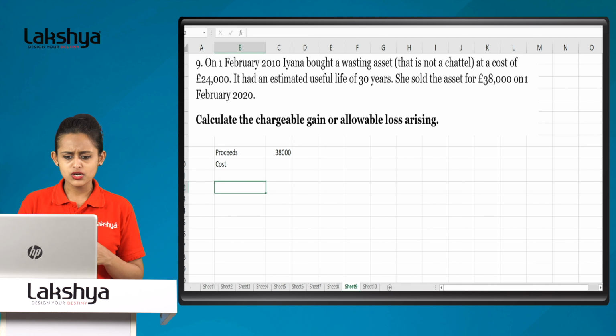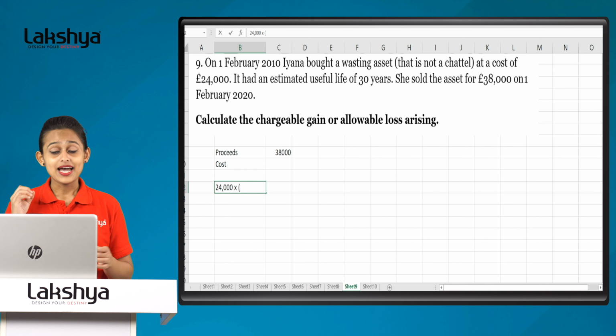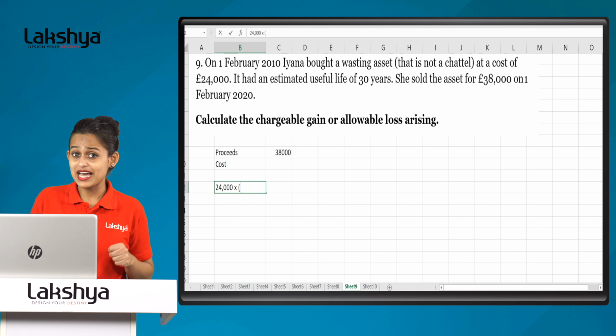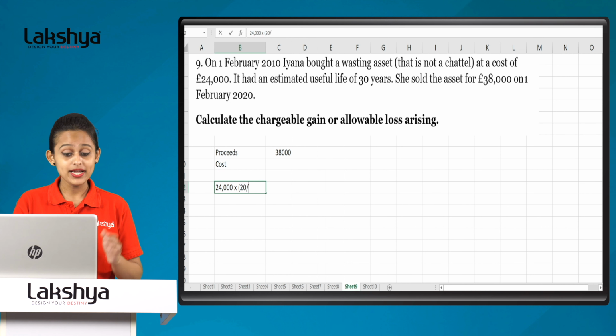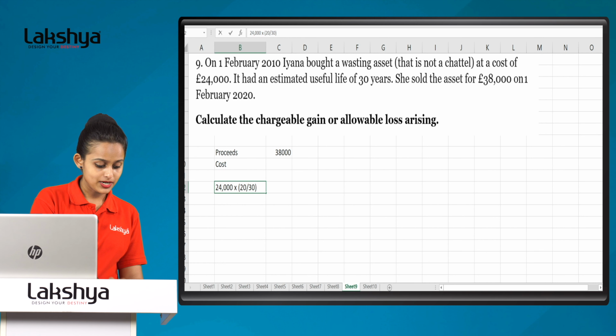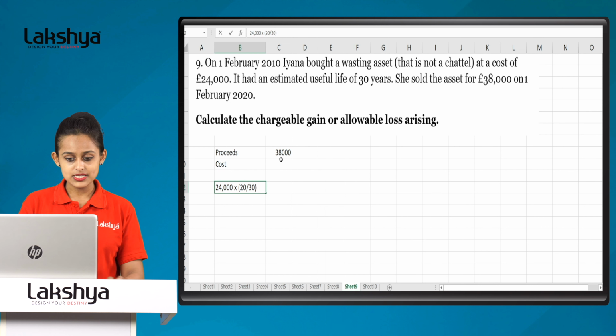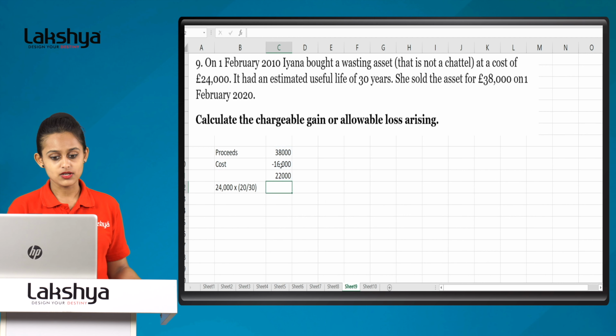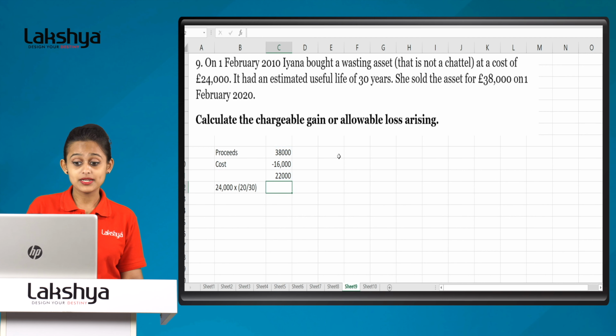Let's find that out here. She had bought it for 24,000, multiplied by remaining useful life. When did she buy it? She bought this on 1st February 2010, and at that time it had a useful life of 30 years. She is selling it on 1st February 2020, which means 10 years later. If she is selling it 10 years later, how much more life does it have? 20. So multiplied by 20 divided by estimated useful life of 30. 24,000 multiplied by 20 divided by 30 is 16,000. So cost is 16,000. 38,000 minus 16,000 is 22,000, which is the chargeable gain.